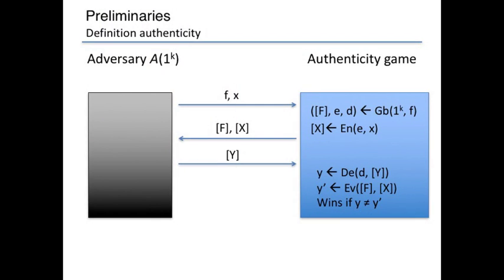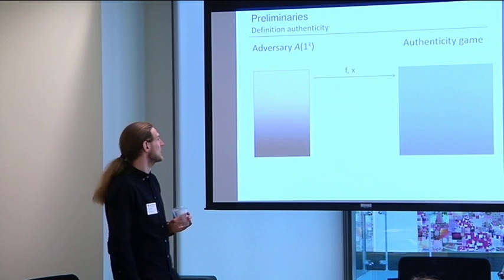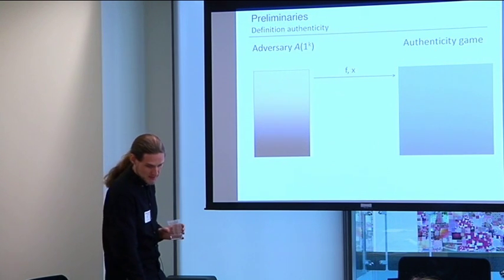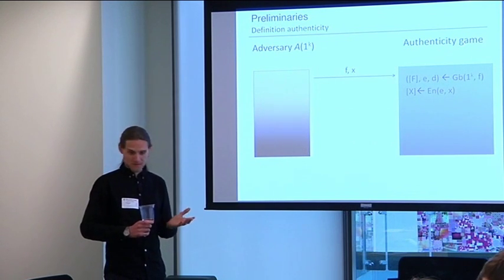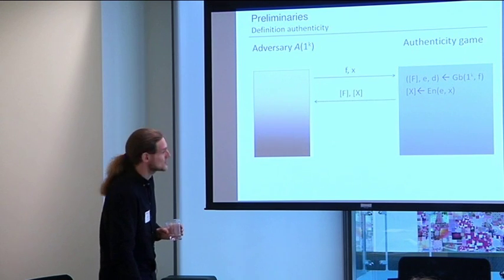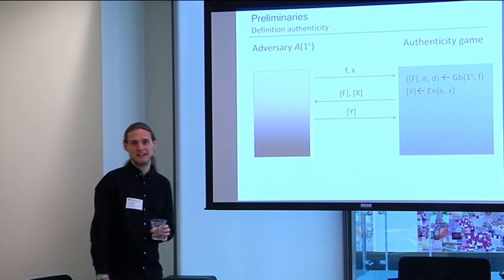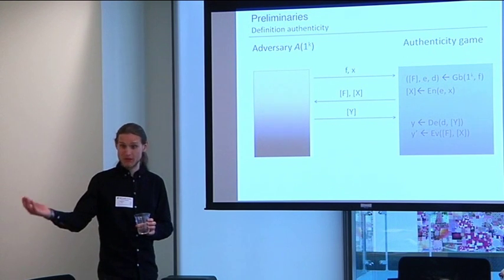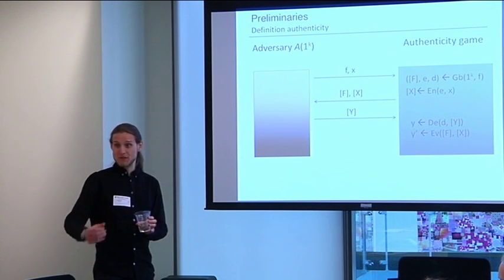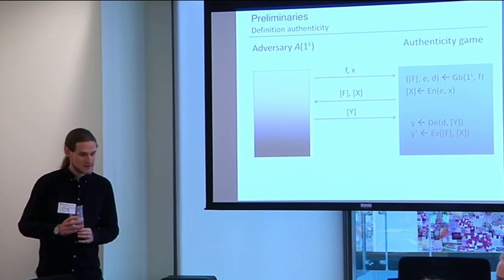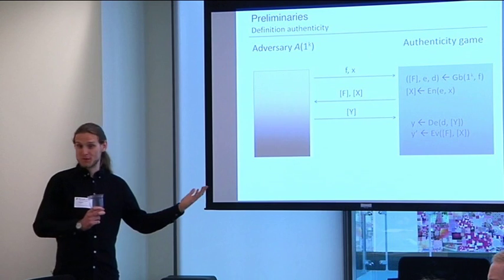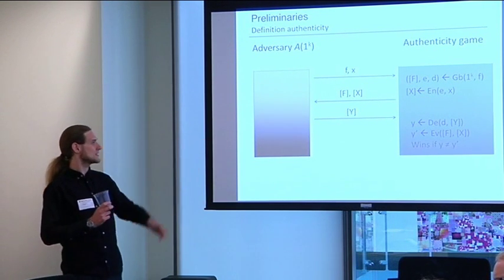To formalize the authenticity a little bit, let's consider a little game. We have a probabilistic polynomial time adversary, and we have a game. The adversary picks a circuit to compute and an input string to that circuit. He sends that to the authenticity game. The game then garbles that function and encodes that input and sends that back to the adversary. The adversary then gives a proposed garbled output, y, and the authenticity game then decodes that y to get a plain output and evaluates the garbled circuit on the garbled input. The adversary wins this game if he's managed to find a garbled output which decodes to something other than what was supposed to be computed. So basically, he wins if y is different from y prime.